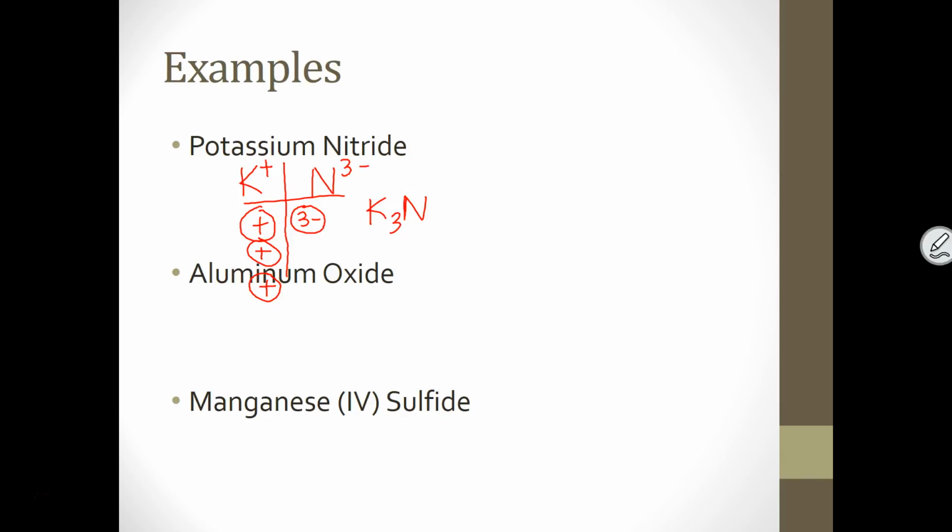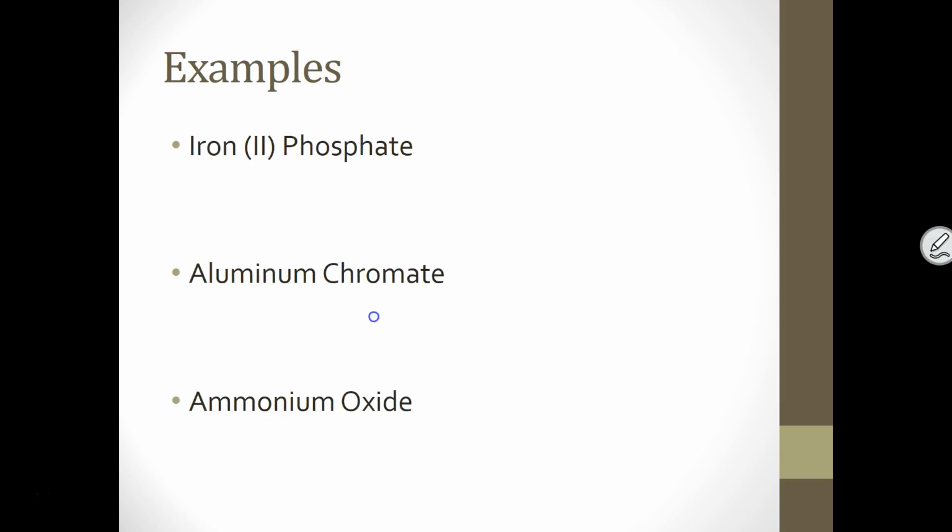Now for the next one, aluminum oxide, I'm going to show you the crisscross method, so you can see how that one works. So for aluminum oxide, same thing as before with the T-chart, we're going to go ahead and write out the symbols and their charges. So aluminum is Al, and then oxide comes from oxygen, and that's O. And now aluminum is always +3, and oxygen is always -2.